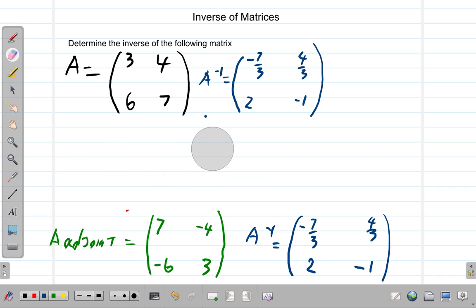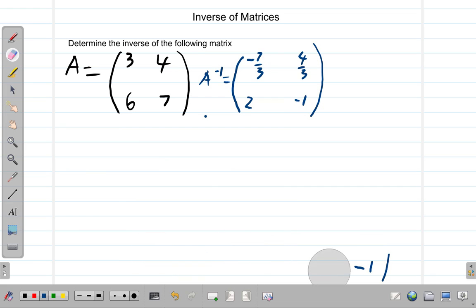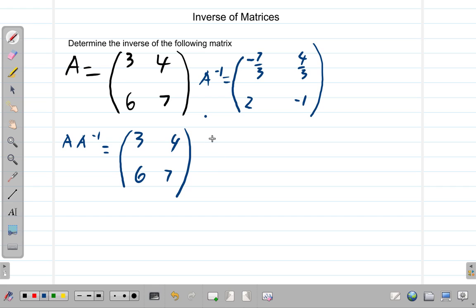There's something else I want to look at. Suppose you multiply A by its inverse. What will you get? A times A inverse. What will you get for that? Let's see. You have 3, 4, 6, 7 multiplied by -7/3, 4/3, 2, -1. Let's see what's going to happen.